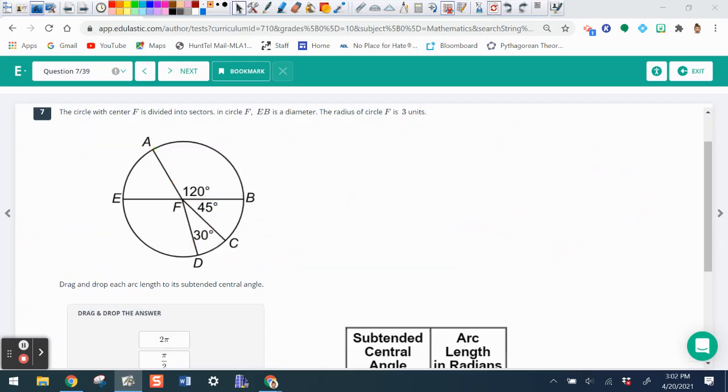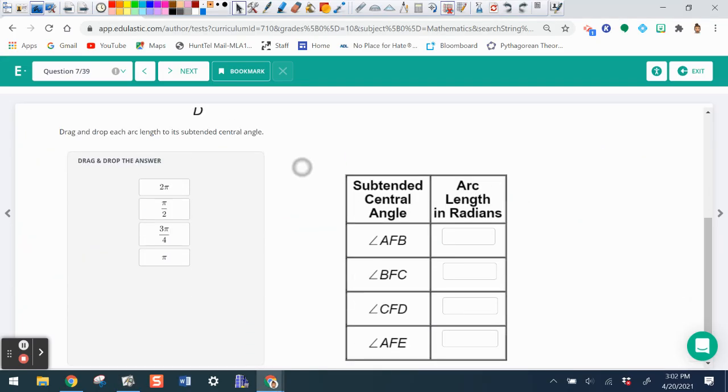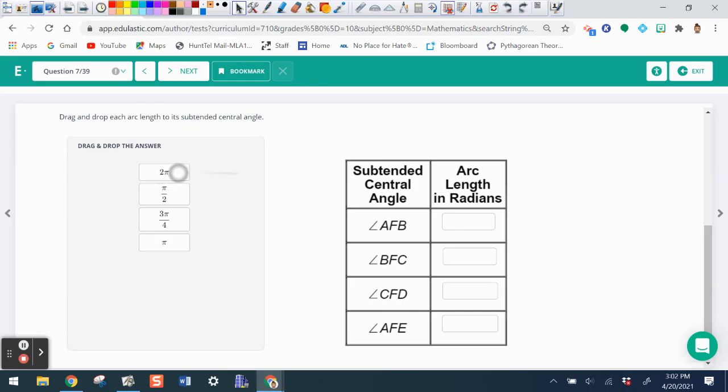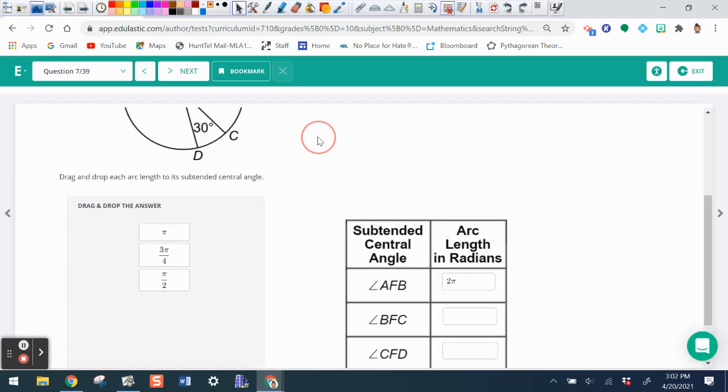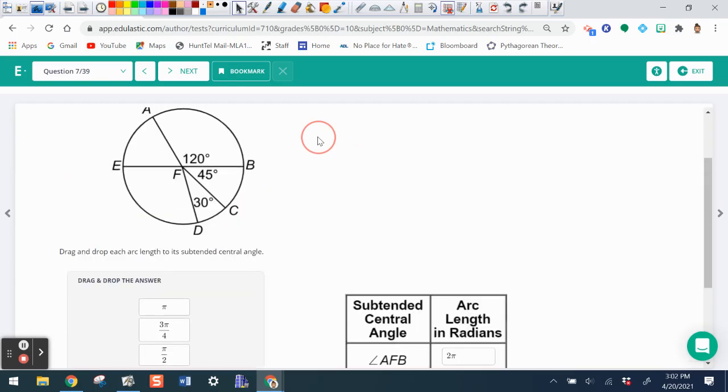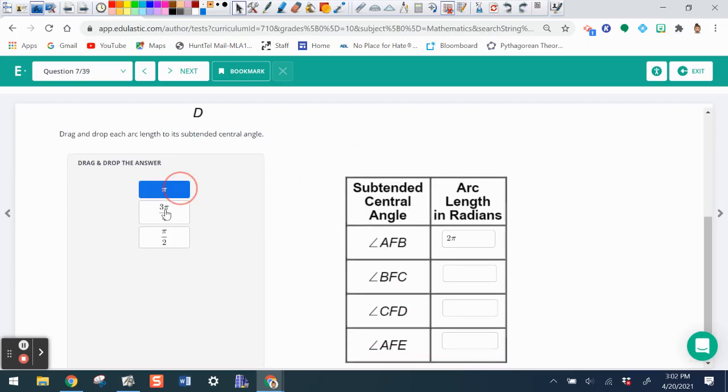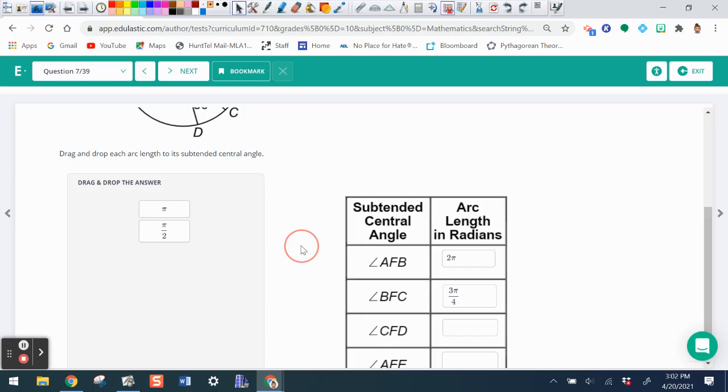So I'm going to have to erase all this, but hopefully I can remember it. So AFB is going to change. Let me just use my mouse here. Is 2 pi. Let's see, I believe BFC was 3 pi over 4. And CFD was pi over 2.